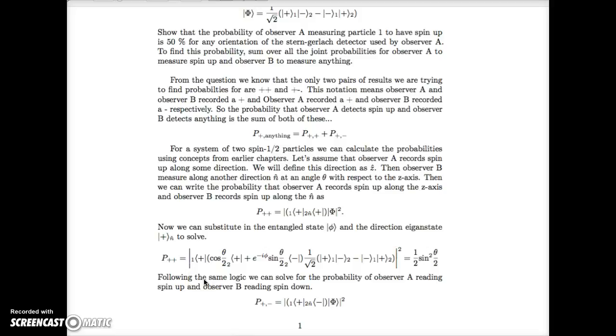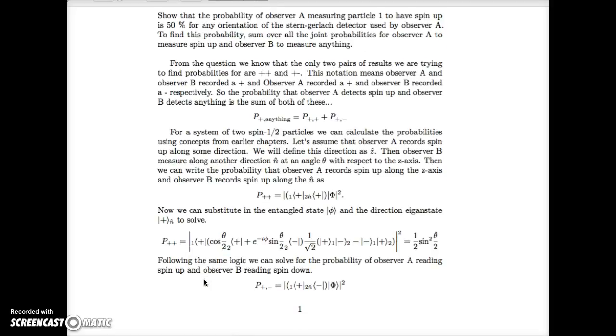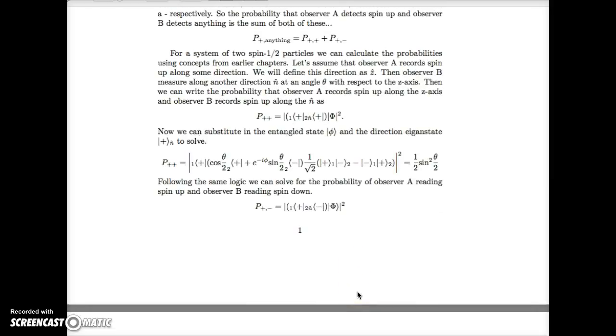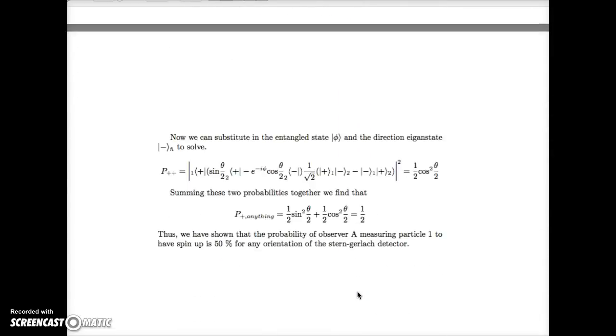Following the same logic, we can solve for the probability of observer A reading spin up and observer B reading spin down. So then again we have this. We can sub in the entangled state and the direction eigenstate to solve again, and we find that this is equal to 1/2 cosine squared theta over 2.